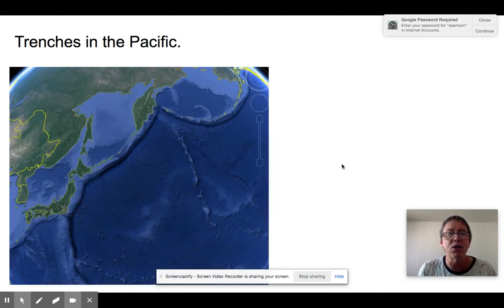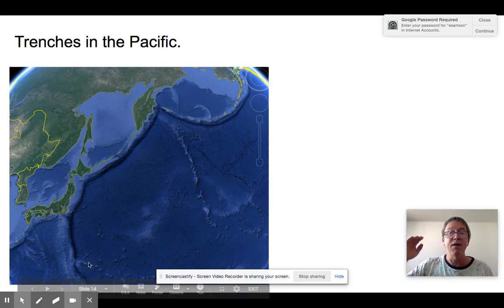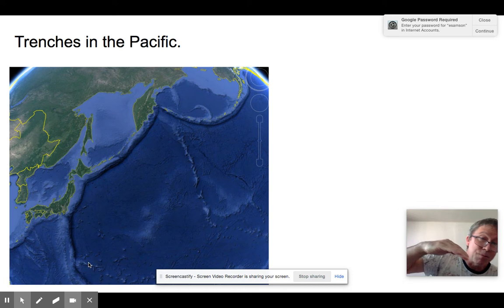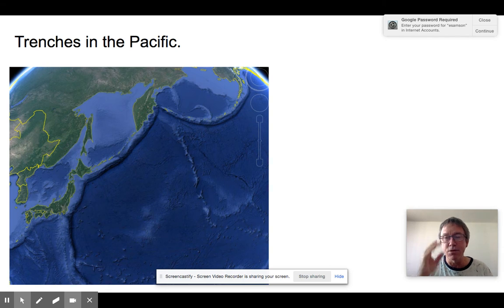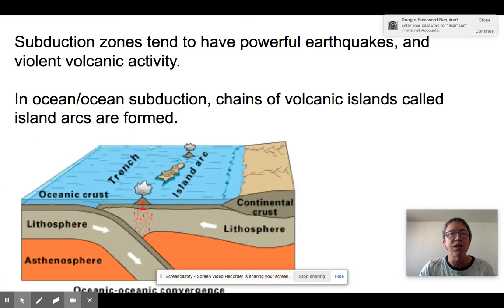So when we look at Google Earth, we can see these trenches all over the place. And anywhere we see a trench, we should be thinking subduction. We have cooled rock material sinking back into the mantle, melting and making volcanoes. So let's dive in a little bit and look at more detail on the type of volcanic and seismic activity we see here.